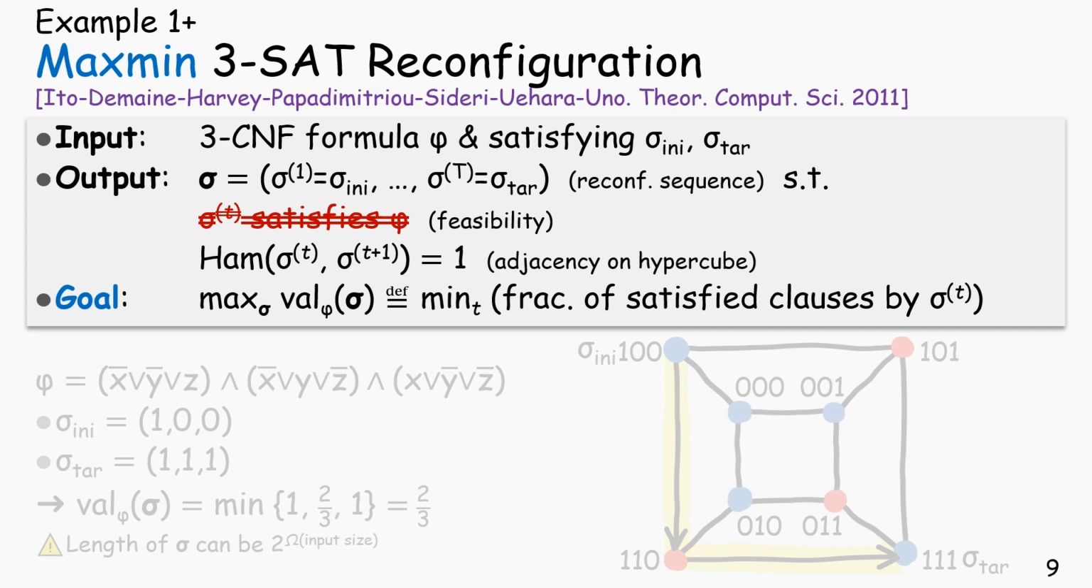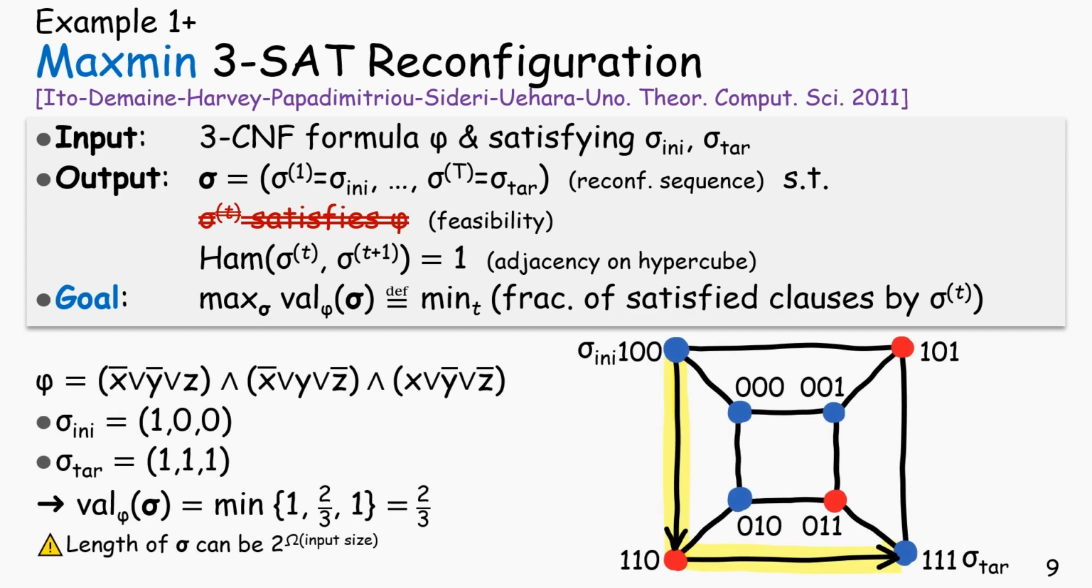Consider again a no instance in the slide. We can transform from 100 into 111 by passing through 110. 110 is not a satisfying assignment, but it satisfies 2 of the 3 clauses of phi. So the objective value of this sequence is 2 over 3. And this is optimal.